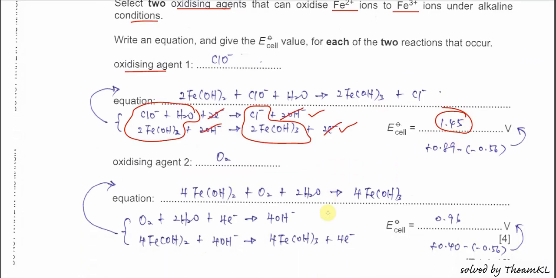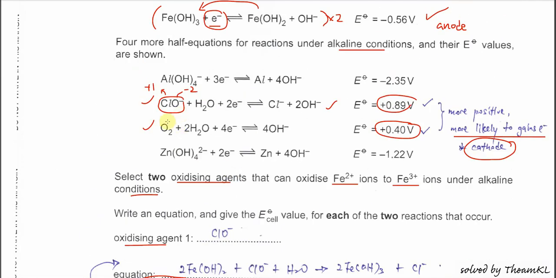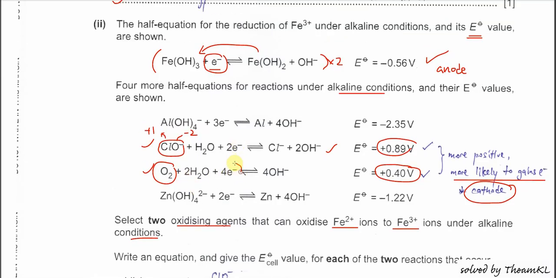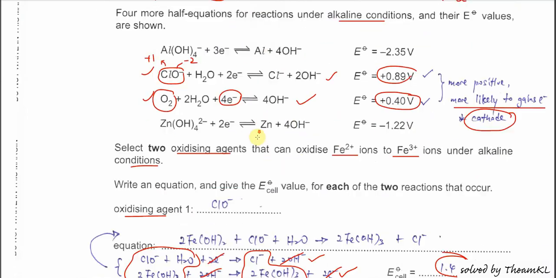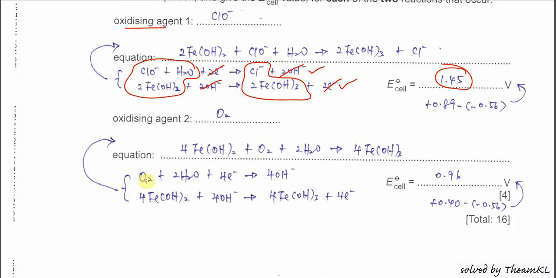For the second oxidizing agent, you just follow the same way. The oxidizing agent for the third equation here is obviously oxygen. It gains electrons and forms this hydroxide, right? So you put oxygen as the oxidizing agent, and after that you need to form the equation. Because here there are 4 electrons, this equation now you need to times 4. So let this one stay and this one reverse times 4. You get this. Then you sum it up.